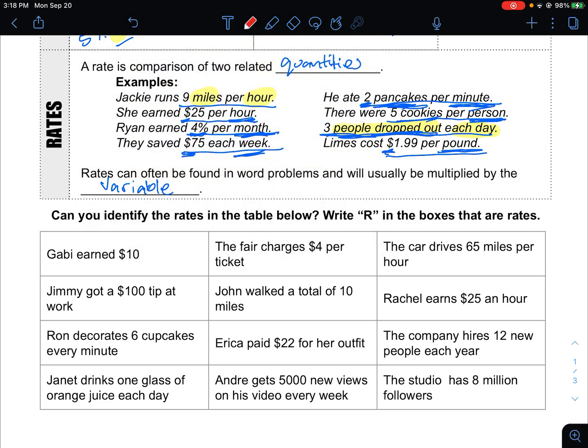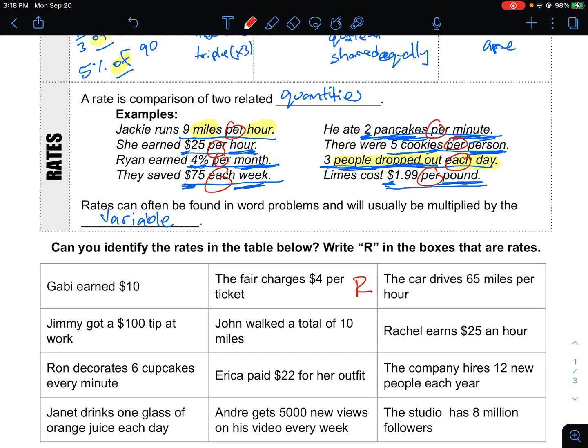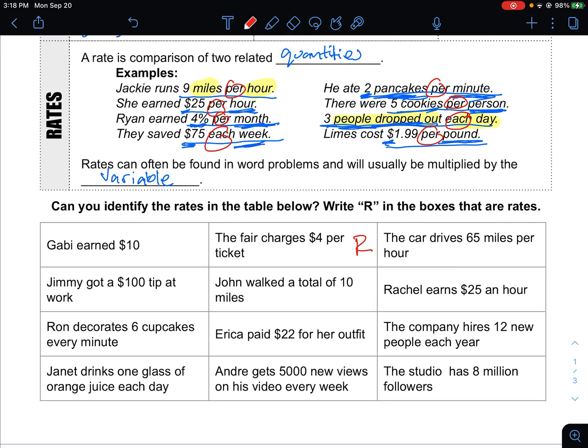Gabby earned $10. Is that a rate? Is it comparing two different things? No, it just says she earned $10. So no, that is not. How about the fare charges $4 per ticket? Oh, $4 per ticket. That's a rate. Now, you may have noticed that the words per, each, or every are words that will tell you that it's a rate. The car drives 65 miles per hour. Look at that, 65 miles per hour. You're comparing miles and hours. That is a rate. Jimmy got a $100 tip at work. It just says a $100 tip at work.